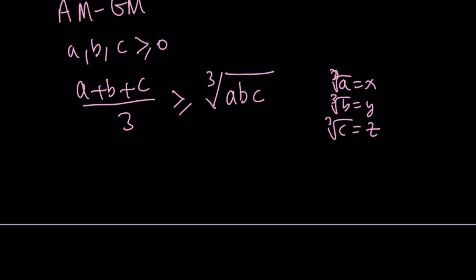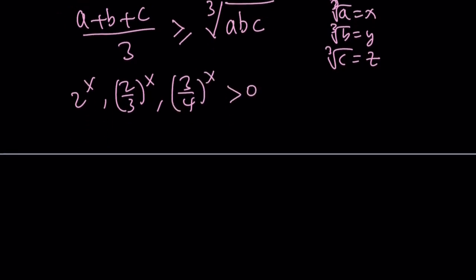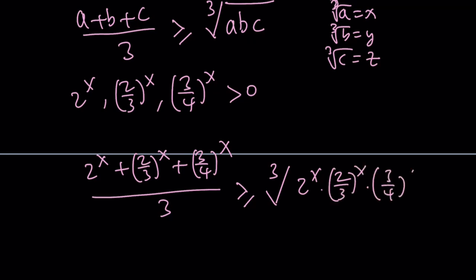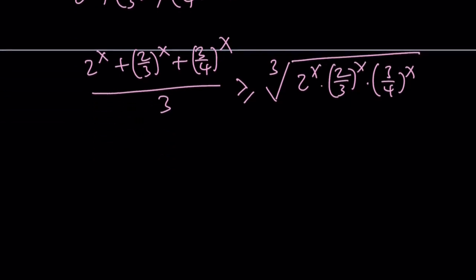So by using this identity, we can do the following. Since exponential expressions 2 to the x, 2/3 to the x, and 3/4 to the x are always positive, we can use this. So here's what we're going to do. 2 to the x plus 2/3 to the x plus 3/4 to the x, add them up and divide by 3. That's going to give you the arithmetic mean, which is always going to be greater than or equal to the cube root of 2 to the x times 2/3 to the x times 3/4 to the x. Great. So AM-GM gives us the following.